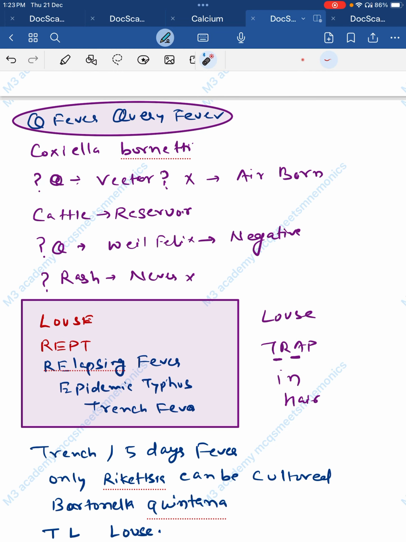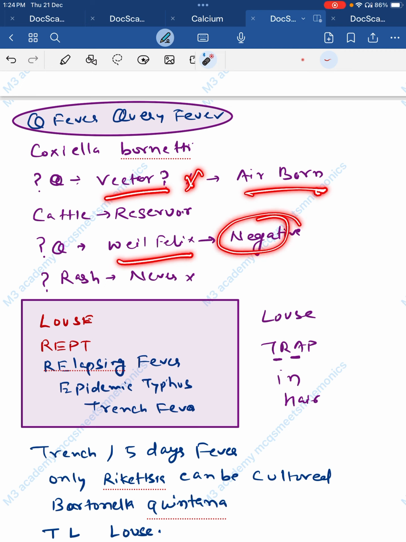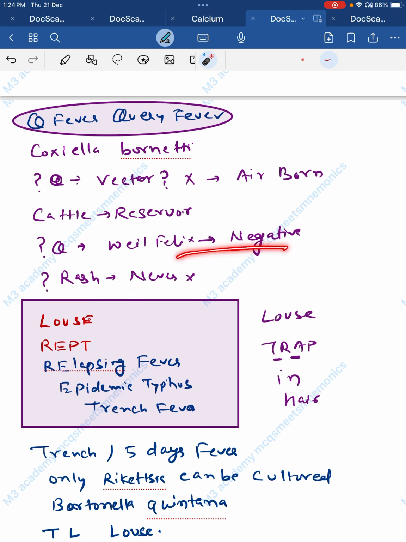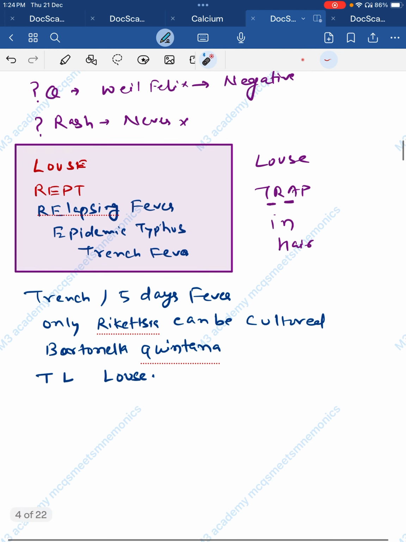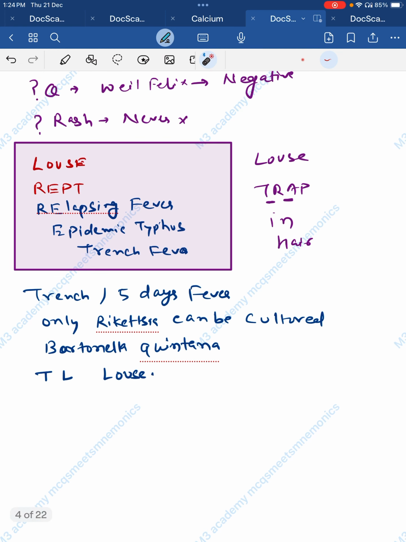Now next, Q fever. Q means query. It has so many queries, so many questions on Q fever. What is the type of question? Coxiella burnetii. There is a question on the vector: no vector, it is spread by airborne route. Also a question on the Weil-Felix reaction: negative reaction. Question on the rash: is there a rash? Answer is no rash. So no vector, no Weil-Felix reaction, and no rash. The reservoir is cattle. Q fever means cattle.